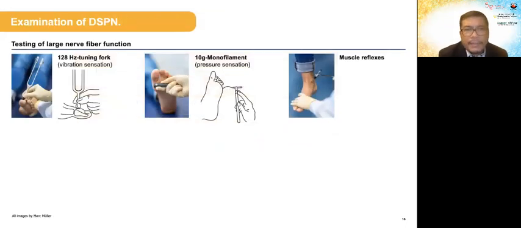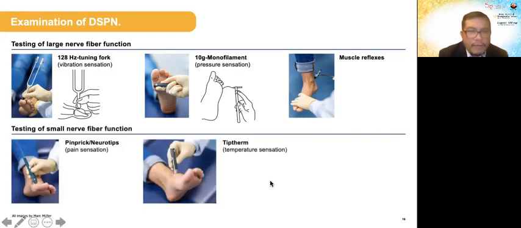That is important mainly because when you do your neurologic tests to establish diabetic neuropathy, you of course try to find out what particular nerve function is affected. For example, when you do the 128 hertz tuning fork testing for vibration sense, you will be testing large nerve fibers. Similarly, your 10-gram monofilament test, which tests pressure sensation, will also test for large nerve fiber function, and even your muscle reflexes. So that's 3 ways of examining for diabetic neuropathy.